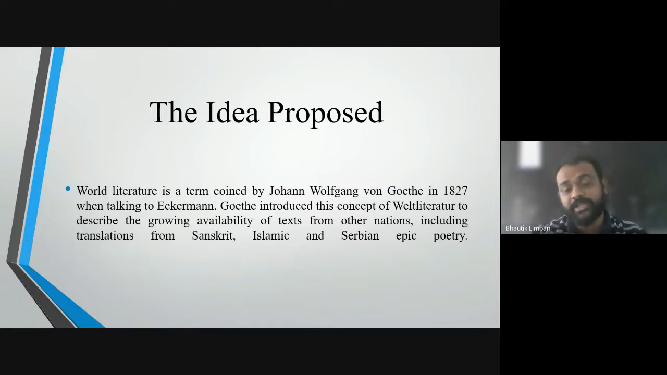So it was Goethe who actually used this term world literature in 1827. We are looking at the historical development of this discipline called comparative literature. So while talking to Eckermann, who is also a renowned critic and author and scholar, Goethe used this word, world literature, and he used it with a very conceptual clarity, which he proposes in his talk. So Goethe introduced this concept of what is known in German as Weltliteratur, to describe the growing availability of texts from nations. We talked about nations, including translations from Sanskrit, Islamic, and Serbian epic poetries.